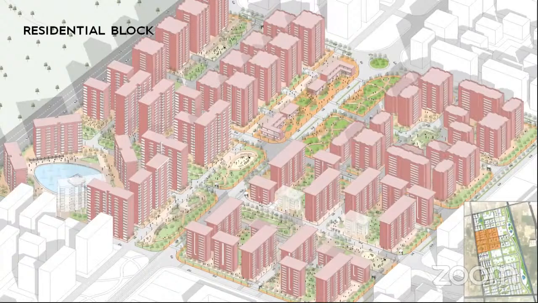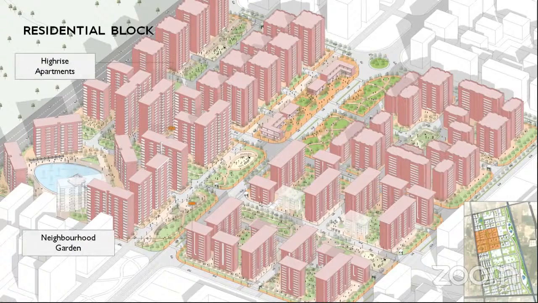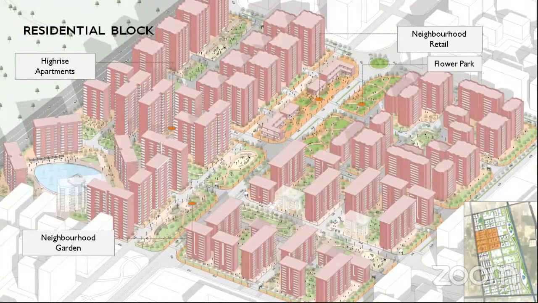So this is one of the residential blocks, which includes mid-rise and high-rise apartments, with different green neighborhoods in between, which include neighborhood gardens and waterfront plazas, and each neighborhood has its own kind of green open spaces. This block also includes a major private open space like the flower park. And for creating some activities around these, some neighborhood retail was also proposed.